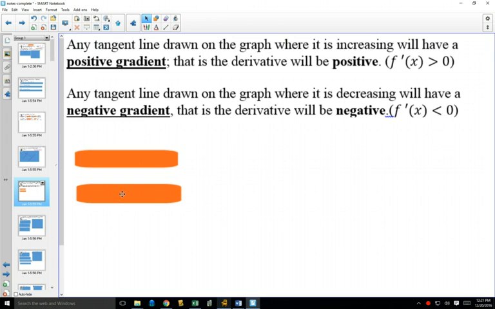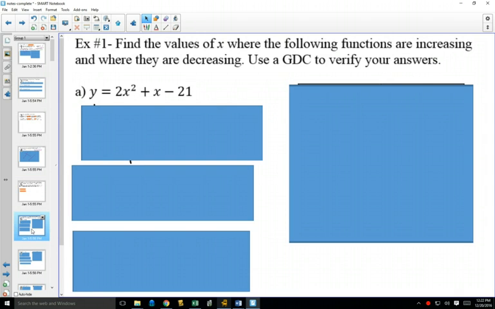So we saw in the example that we started with that we could use calculus to find our maximum or minimum by getting the derivative and setting it equal to 0. Now we're going to be able to use calculus to tell us what's happening on either side of that maximum or minimum. Where is it increasing? Where is it decreasing? So here's our first example.